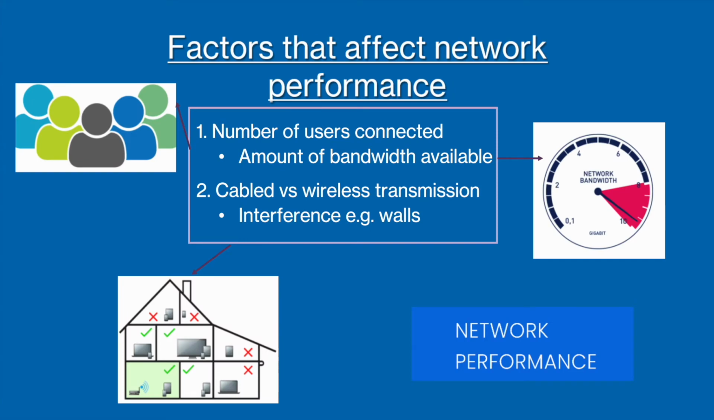There are many factors that can affect the performance of these networks, but there are a few main ones that you should remember. The first is the number of users on the network. So the more users, the increased traffic, which reduces the bandwidth available for each user. This worsens the performance of the network. The next factor is whether cabled or wireless transmission is used. We will talk more about this later on in the video, but basically, wireless transmission can be limited by interference such as the walls, as this disrupts the signal.